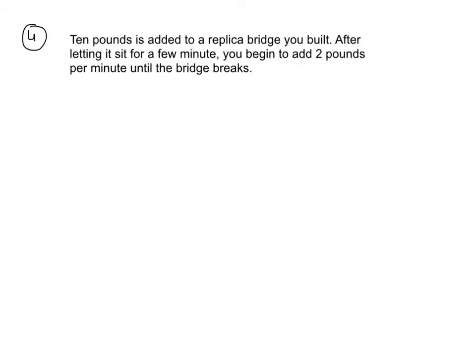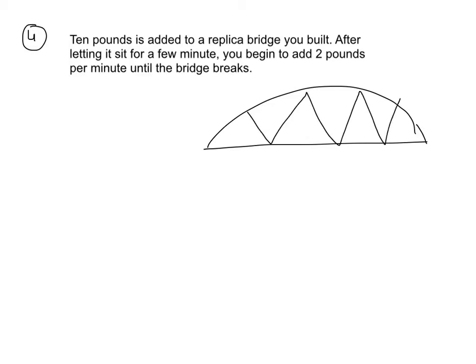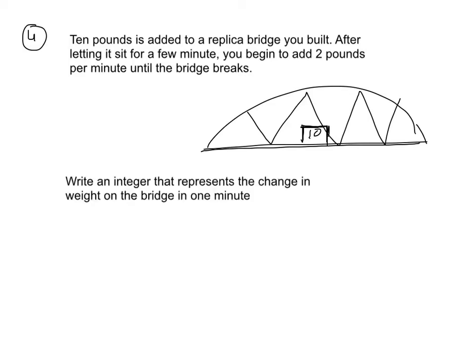All right, so let's say 10 pounds is added to a replica bridge that you built. Okay, so I'll draw it like the Pennybacker Bridge. I don't know how the rest of it looks. Something like that, maybe. Anyway, so there's a bridge, and you add 10 pounds to it. A little weight right there, 10 pounds. And you're just going to let it sit for a minute. And then you're going to begin to add 2 pounds per minute until the bridge breaks. So you're testing its strength, right? So what I want you to do first is write an integer that represents the change in weight on the bridge in 1 minute. So what would that be?